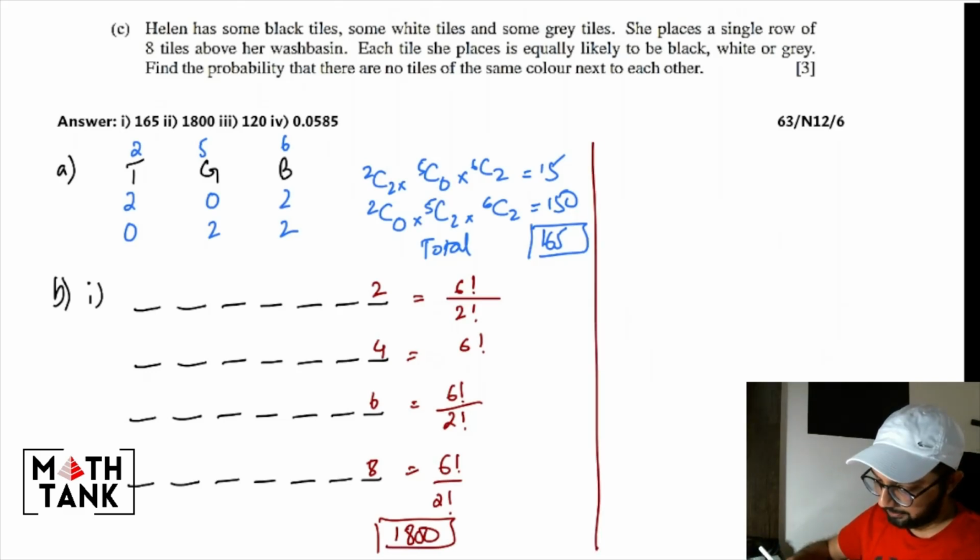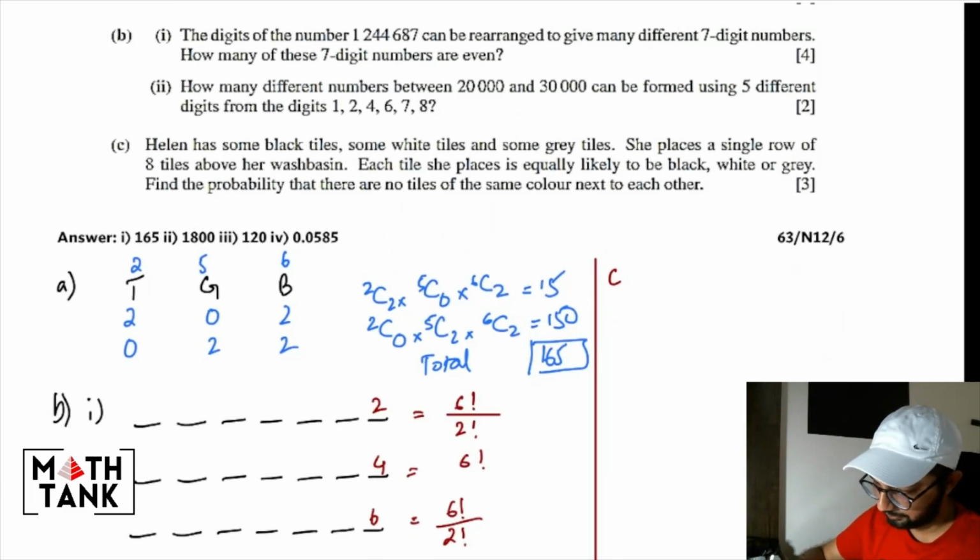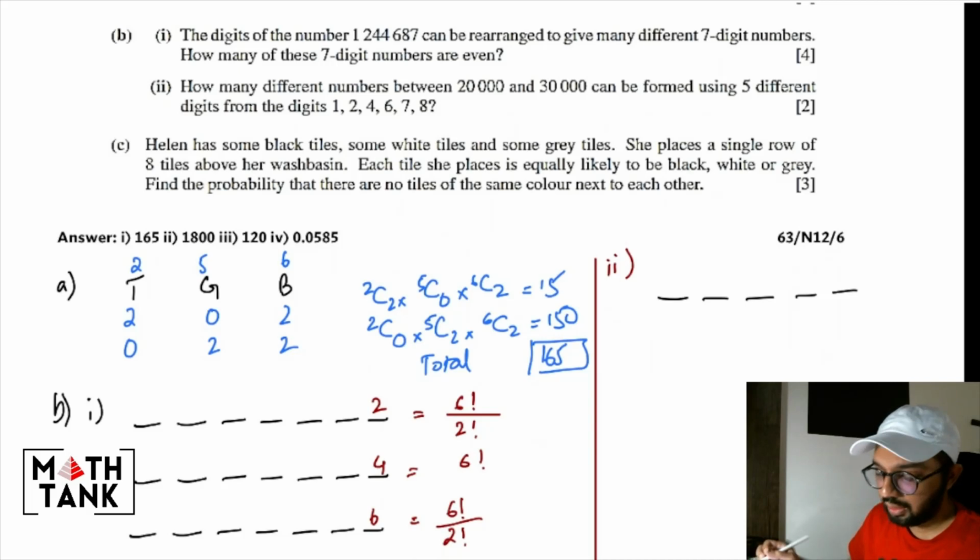Okay, let's look at part C. Oh, there's part 2 as well. It says, how many different numbers between 20,000 and 30,000. So I'm talking about 5-digit numbers: 1, 2, 3, 4, 5. Between 20,000 and 30,000 simply means that you can just have a 2 at the start. Why? Because no other number can be between 20,000 and 30,000. If the number has to be between 20,000 and 30,000, it must start with a 2.